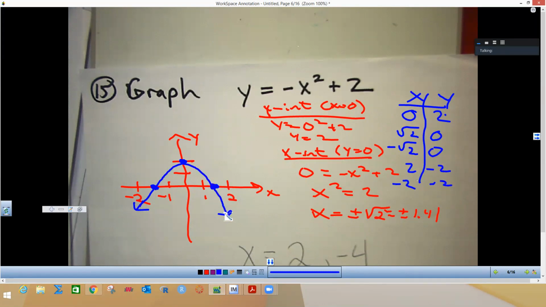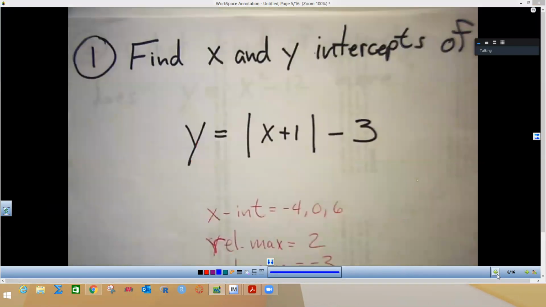So you can go over here to 2 and come down to negative 2, and over here and come down to negative 2, and get more points. You can put as many x values in as you want to graph all those points. Okay, I'm going to go back to do number 1 here.